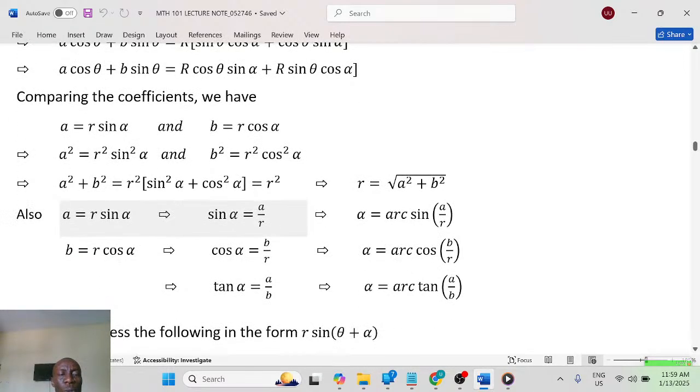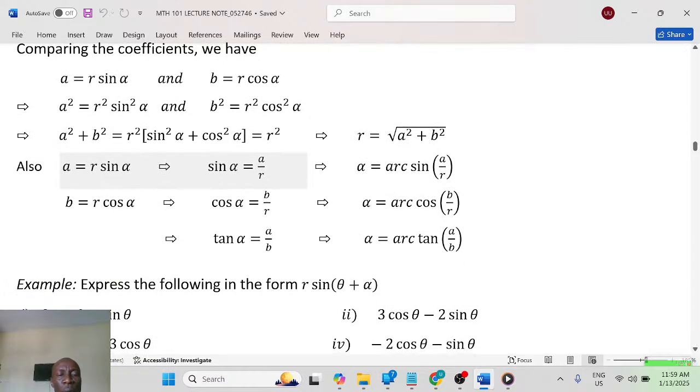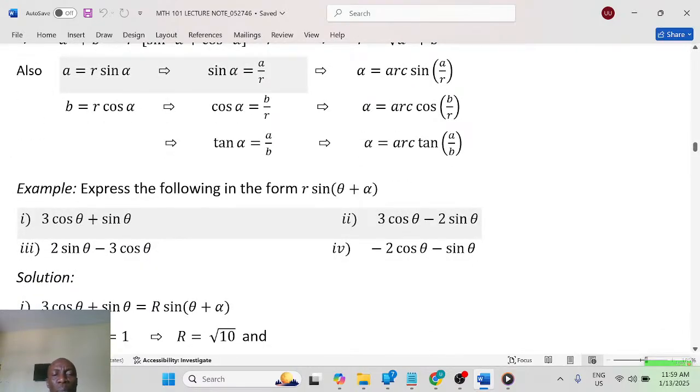And R will now be the square root of A square plus what? B square. So that is how we go about it, until we eventually got to where we have tan alpha equals to A all over B, and alpha will now be equals to arc tan A all over B. Now let's come to the examples we have here.